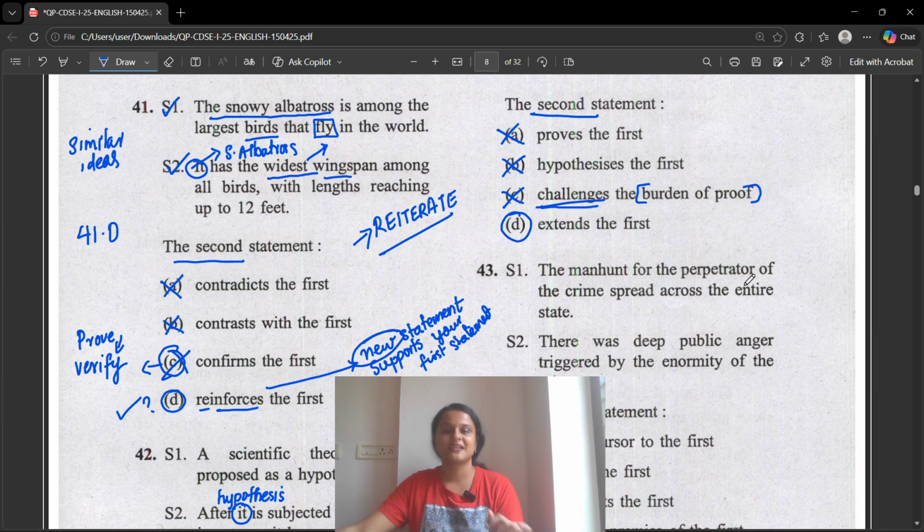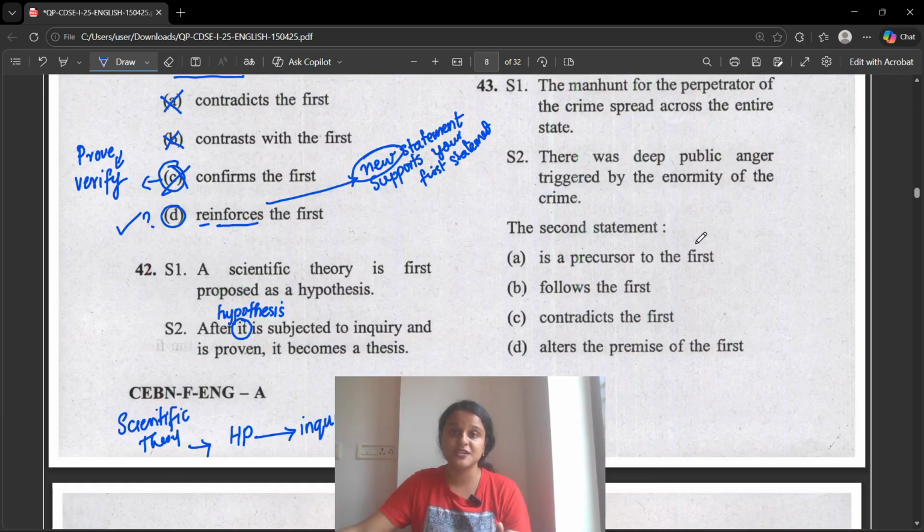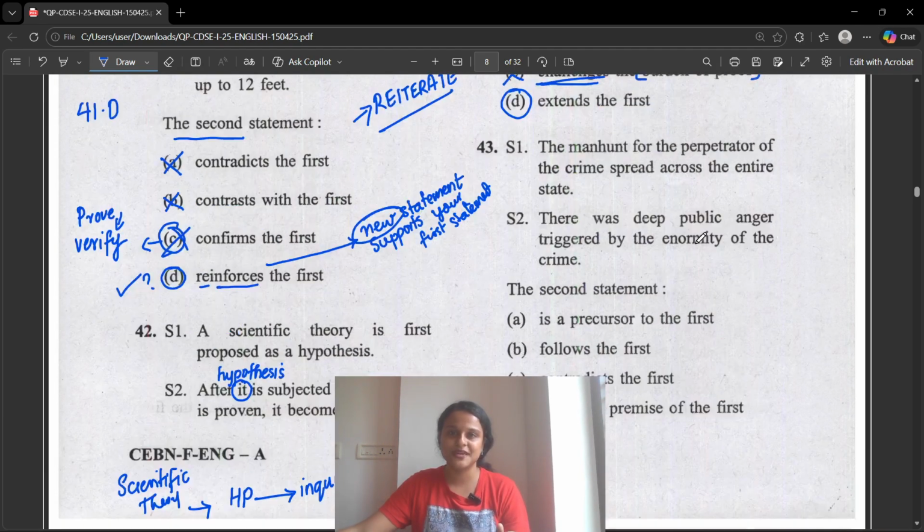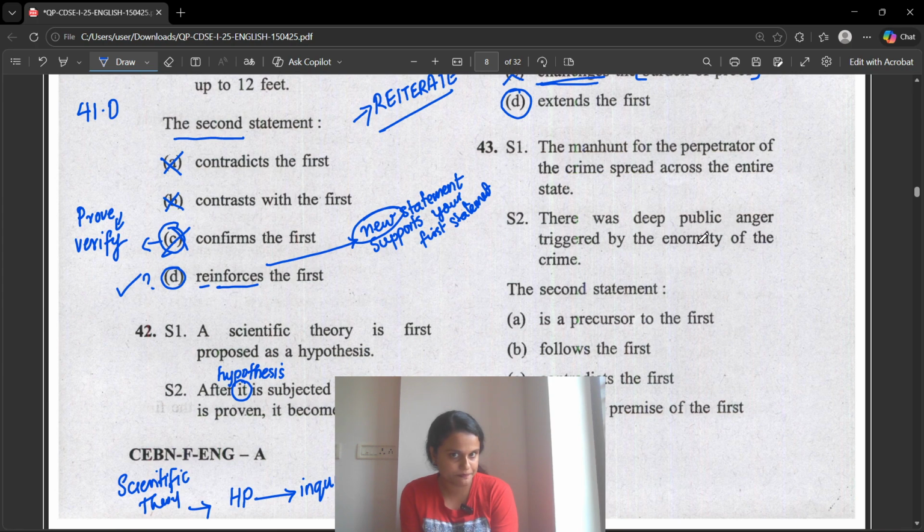All good? Fine. Let's look at 43 and try to read it on your own. Let's do it together. Fine. 43. Statement 1. The manhunt for the perpetrator of the crime spread across the entire state. Statement 2. There was deep public anger triggered by the enormity of the crime. Okay, cool. Let's look at statement 2 now. There was deep public anger triggered by the enormity of the crime.